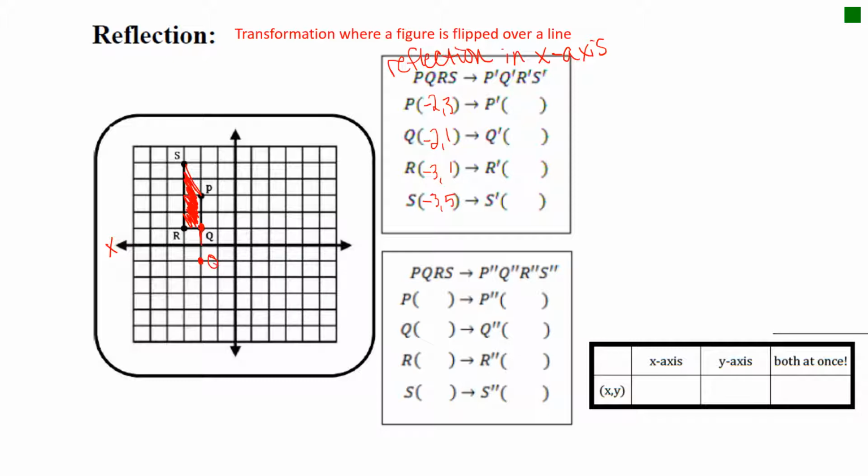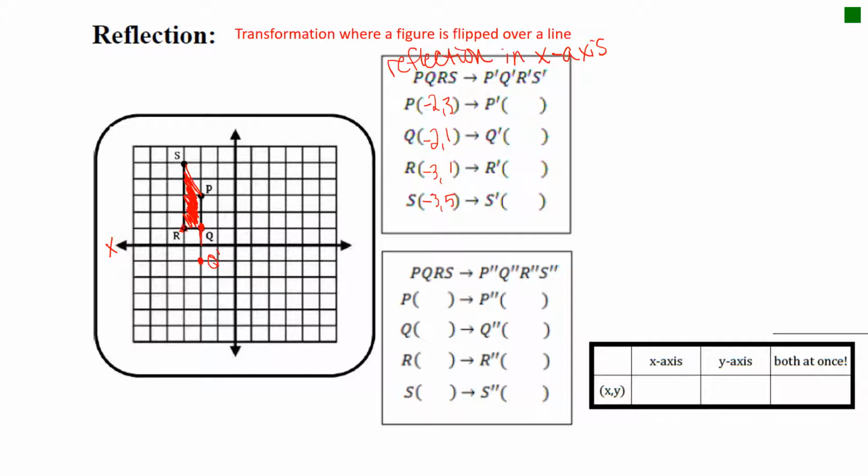I'm going to label that point Q prime. What we're trying to do with reflection is use that line as a mirror to create a mirror image. So we're not sliding the image down, we're trying to reflect it over the line, the x-axis. So this is my first point.